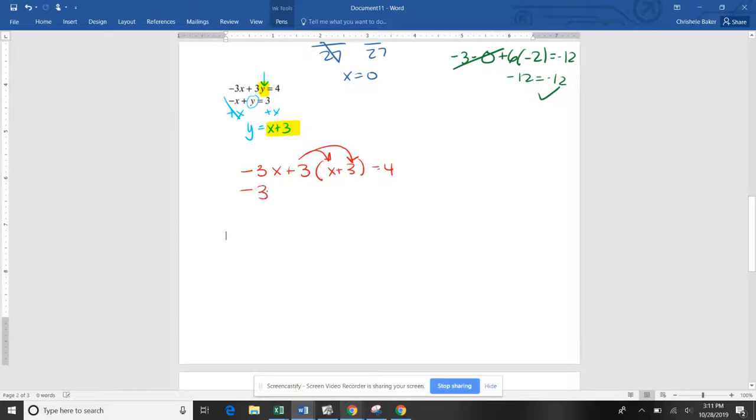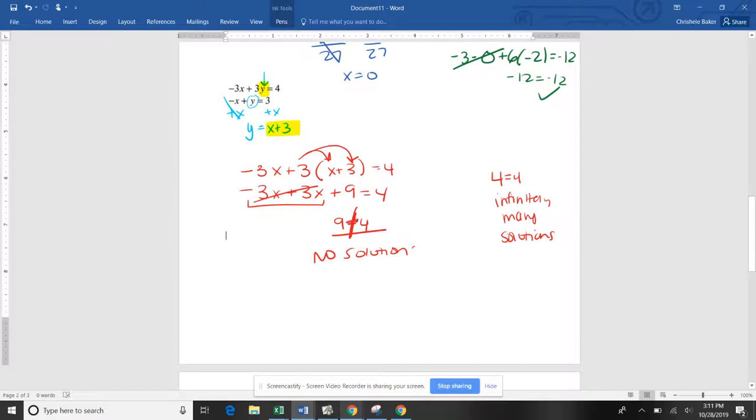Distributive property. Combining like terms, negative 3x plus 3x is 0x. Those go away. So I'm left with 9 is equal to 4. And that, my friends, is no solution. Now, if I was left with instead 4 equals 4, that's when I would say infinitely many solutions. But because I have a not true statement, 9 is not equal to 4, then I have no solution.